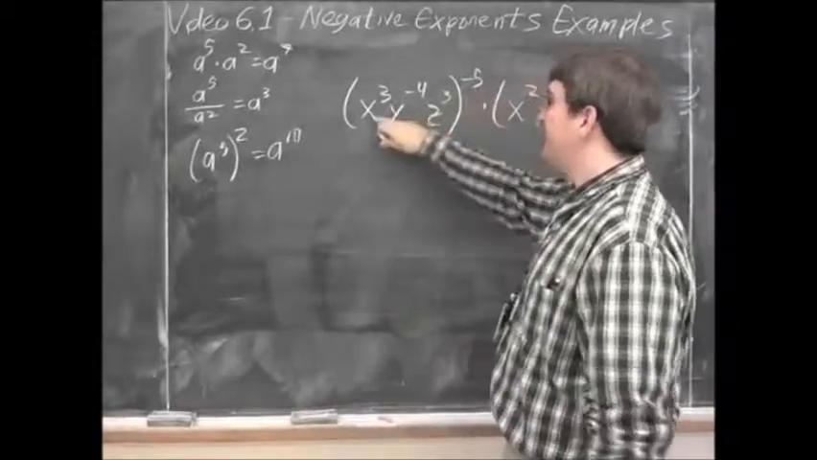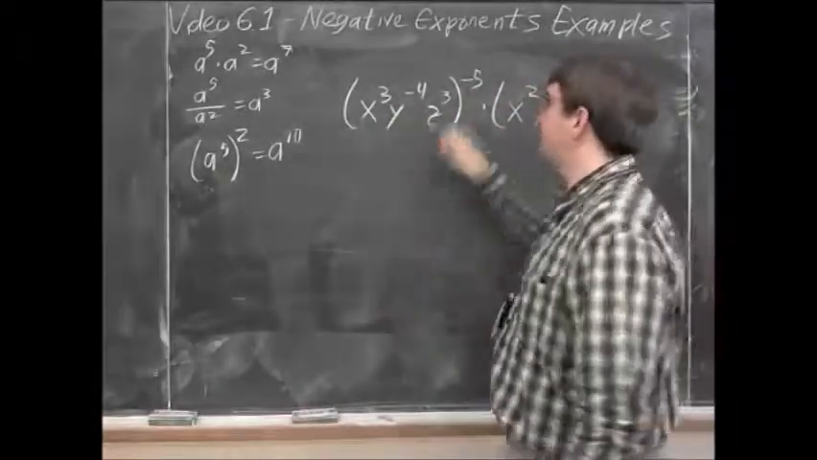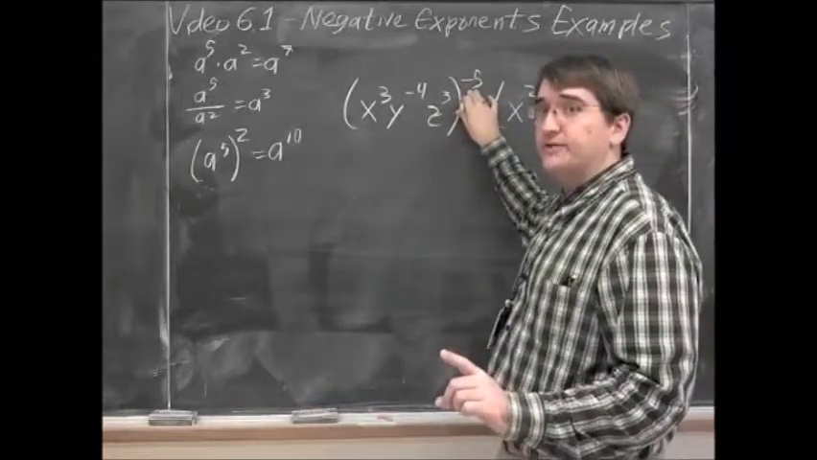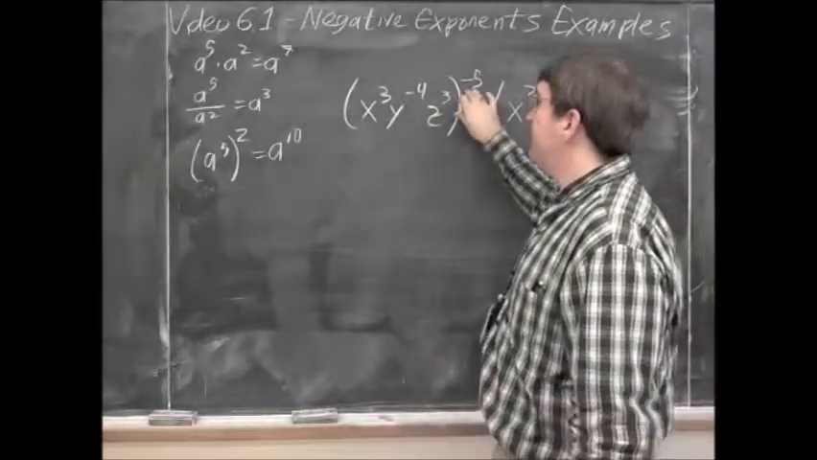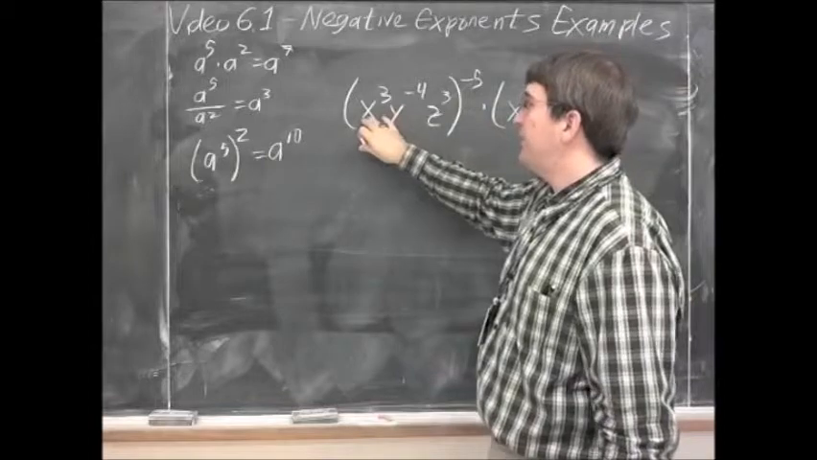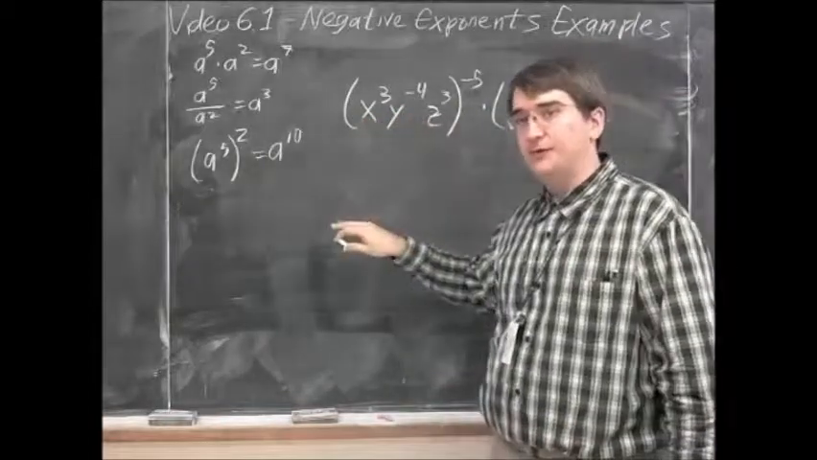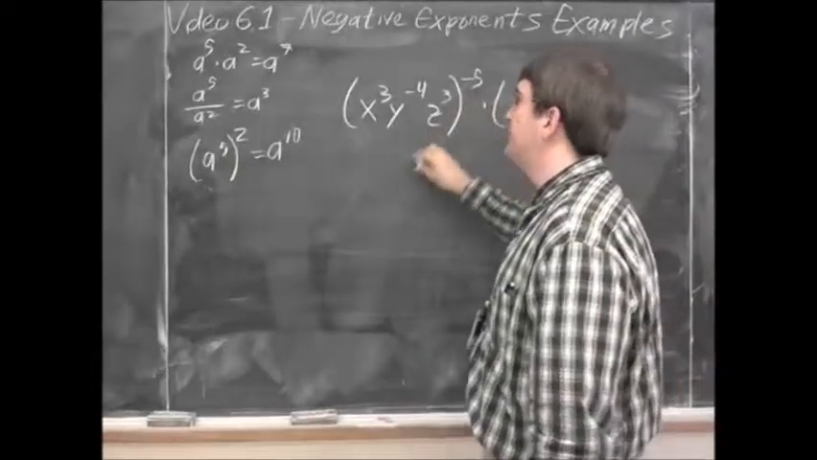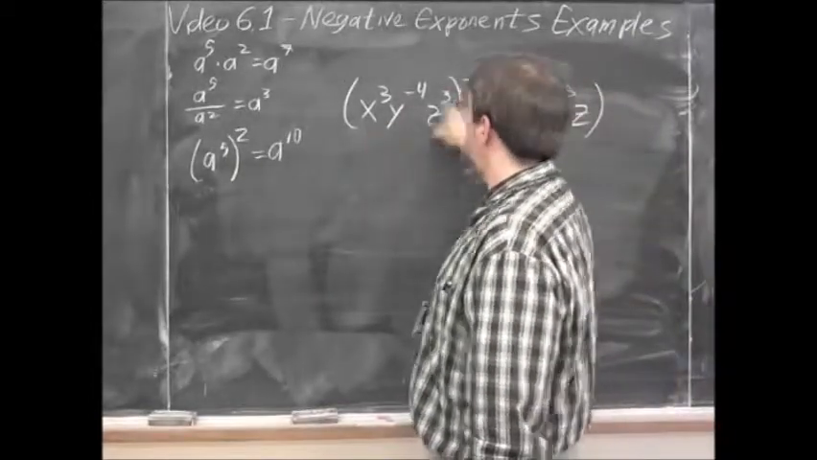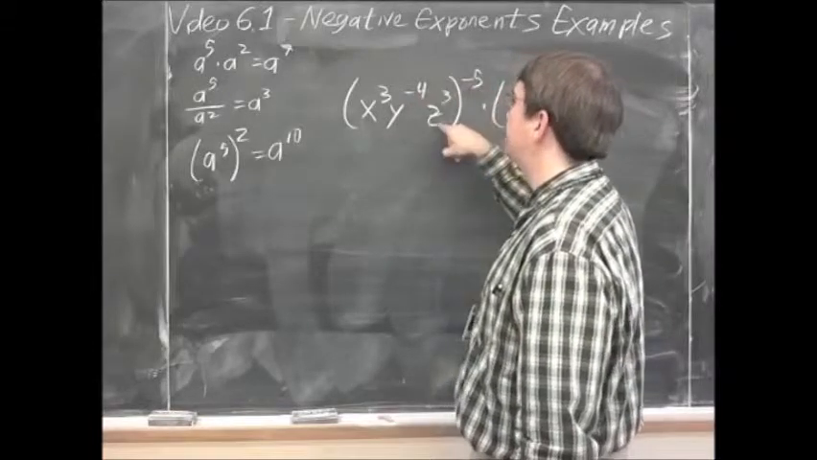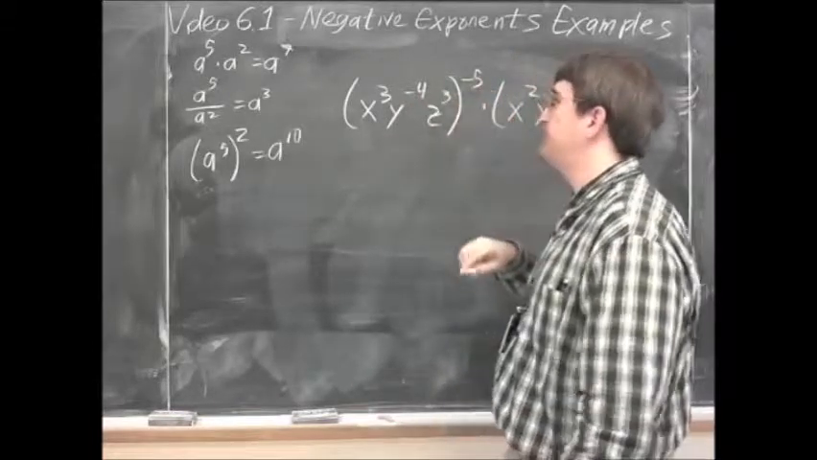Negative 5, I'm going to raise everything to that power. I'm going to distribute, I shouldn't use that word. We're not distributing the negative power. What I'm doing is multiplying each of the pieces of that monomial by that power. So I have x to the 3 to the negative 5, and then y to the negative 4 to the negative 5, and then z to the 3 to the negative 5.